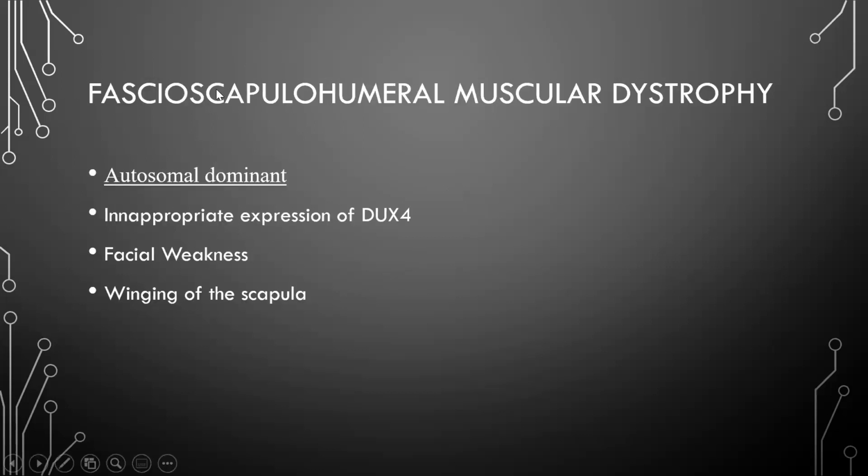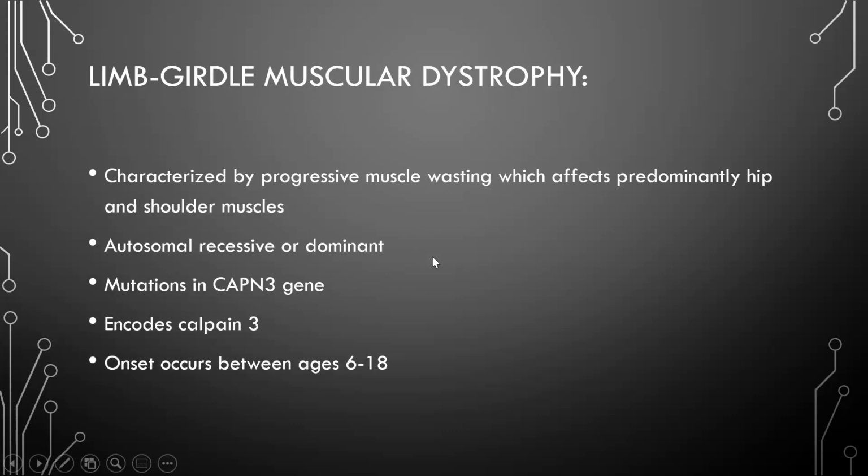The facioscapulohumeral, this one's really nice because the name tells you scapular, humeral, autosomal dominant, winging of the scapula. So if you can get that from the name, you're doing great. I would go ahead and remember DUX4 as well as the expression protein for that.